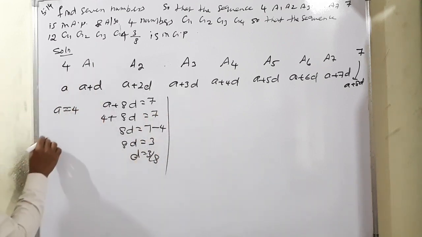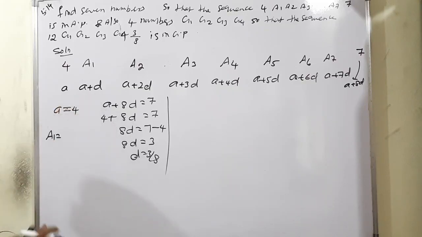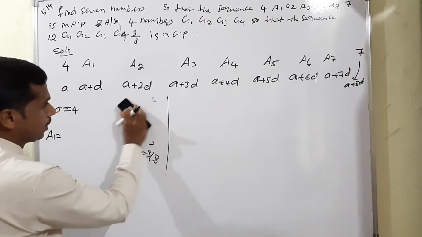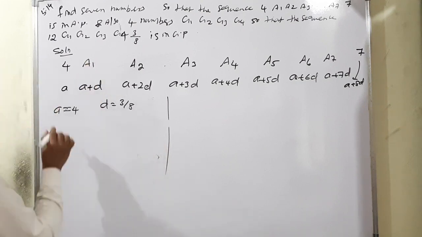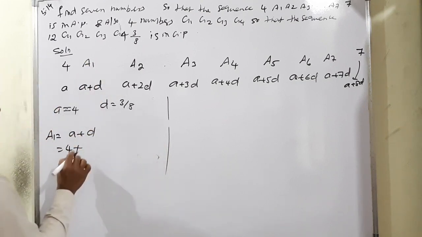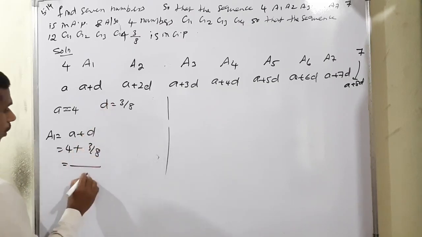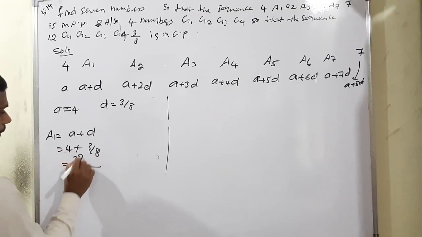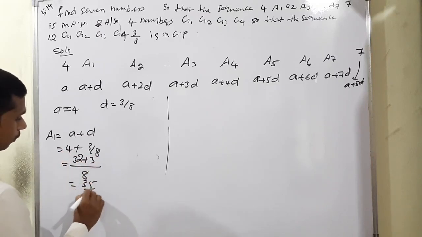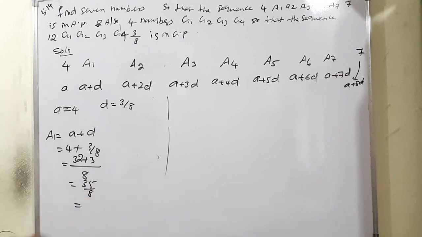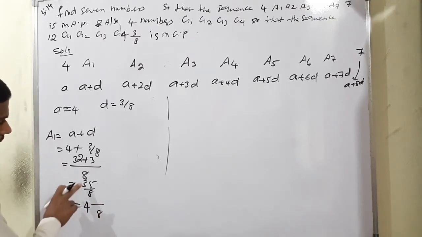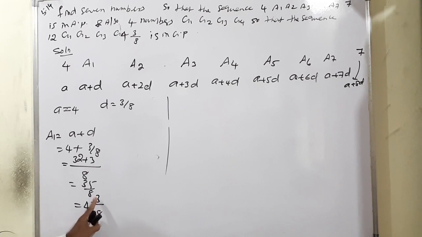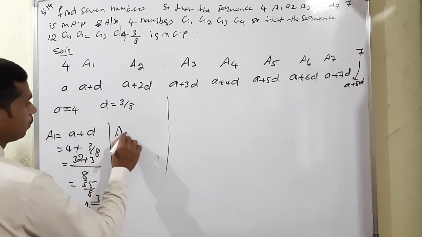That is A1. D is equal to 3 by 8, isn't it? So A1 means A plus D. Therefore, A is equal to 4, D means 3 by 8. Common denominator 8: 4 8s are 32 plus 3, so 35 by 8. As a mixed fraction, 8 4s are 32, and 35 minus 32 leaves balance 3. So 35 by 8 is 4 3 by 8. This is A1.